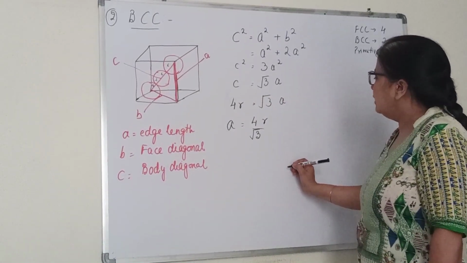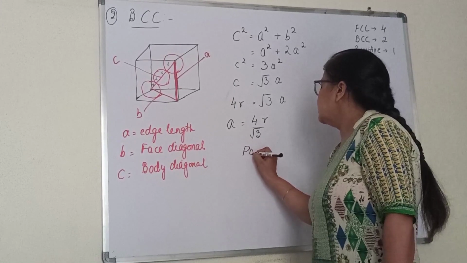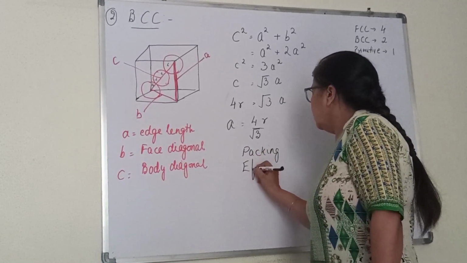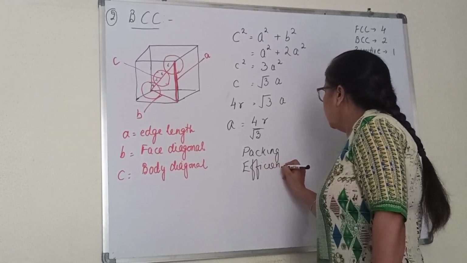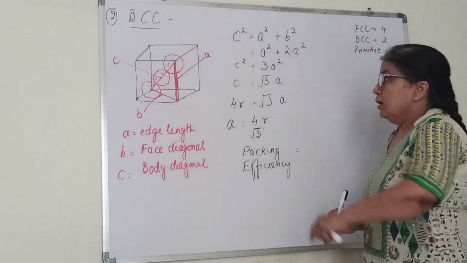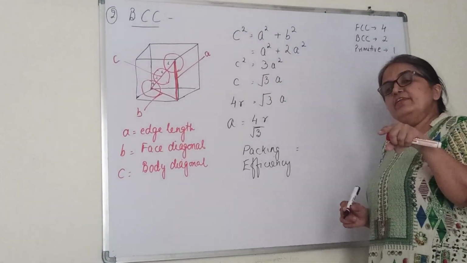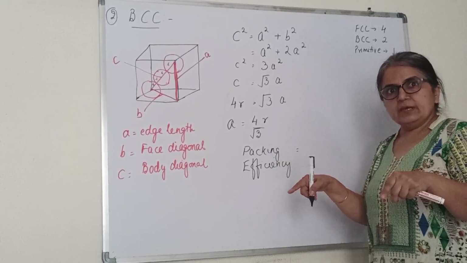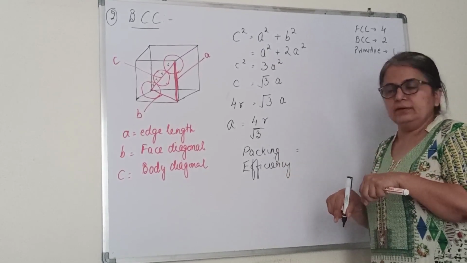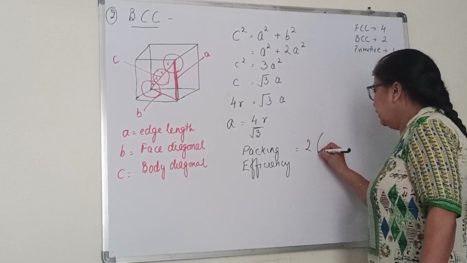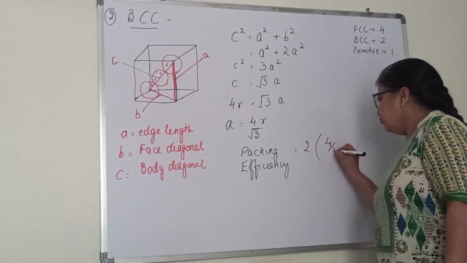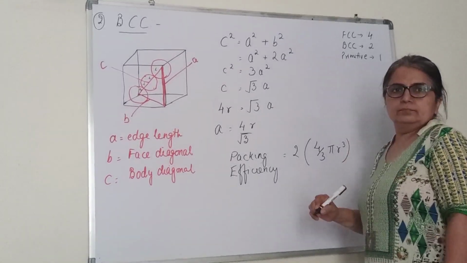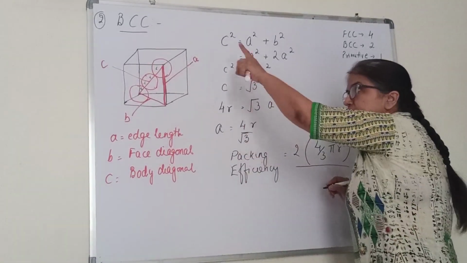Okay. Now, we will calculate what is the packing efficiency for body center. Same thing as we have done earlier. What is packing efficiency? Packing efficiency is equal to, in this BCC, effectively how many atoms are there? 2 only. All corners 8 into 1 by 8 plus 1 center. So 2 into volume of each one 4 by 3 pi r cube divided by volume of this unit cell.